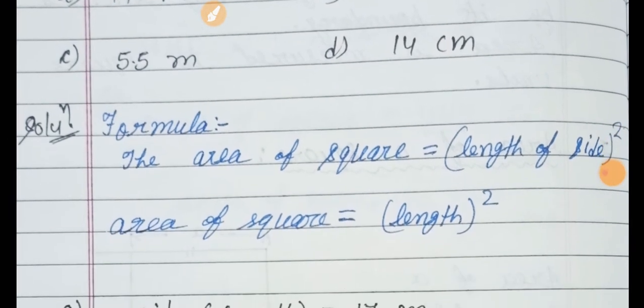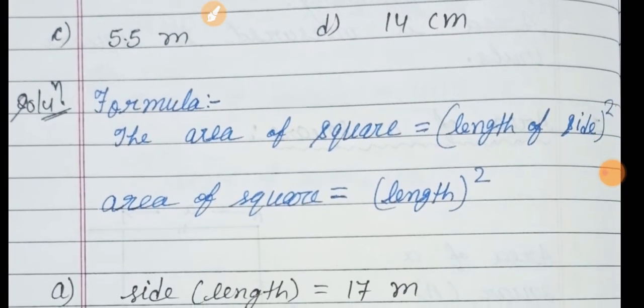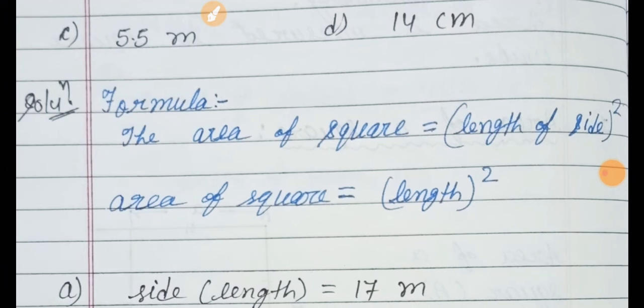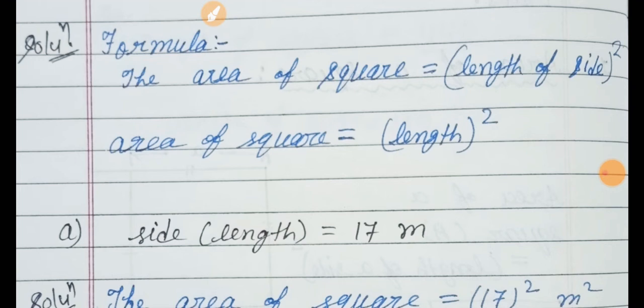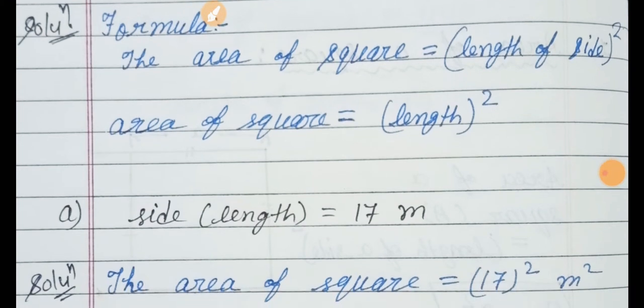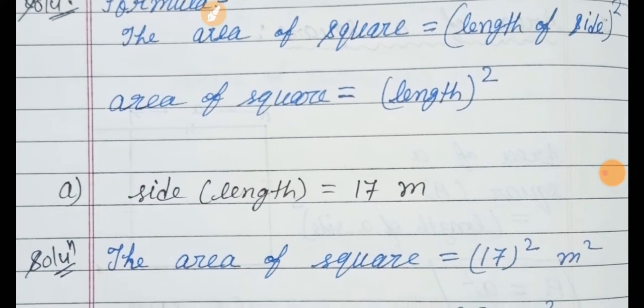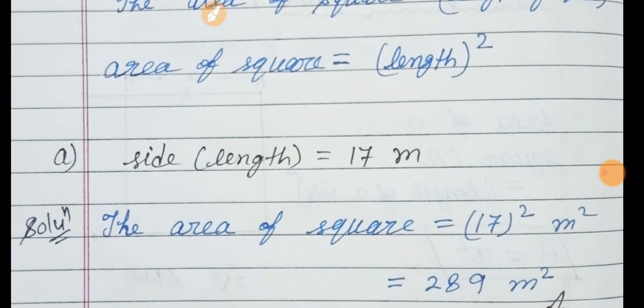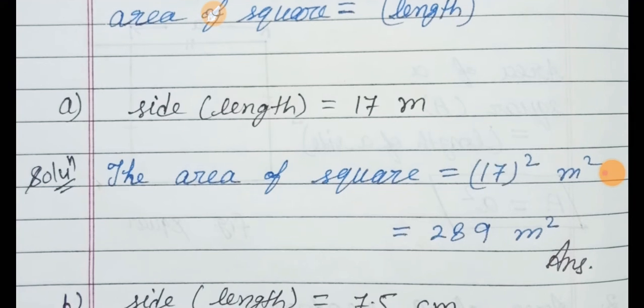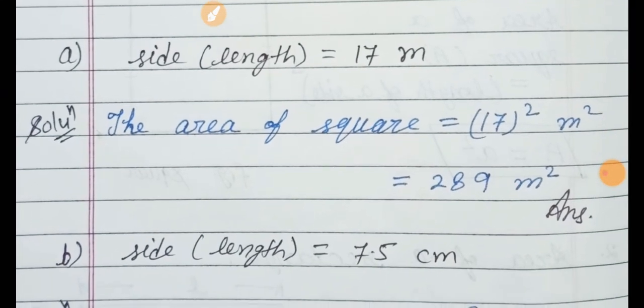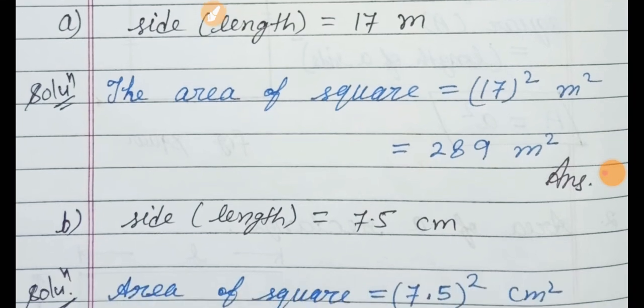As you know the formula for the area of the square, it is L square, that is length of side square. So in question A, the side that is length is given as 17 meter. So 17 meters whole square. It means 17 into 17 meter square, and after the multiplication, that is square of 17, will come 289, and this is meter square.